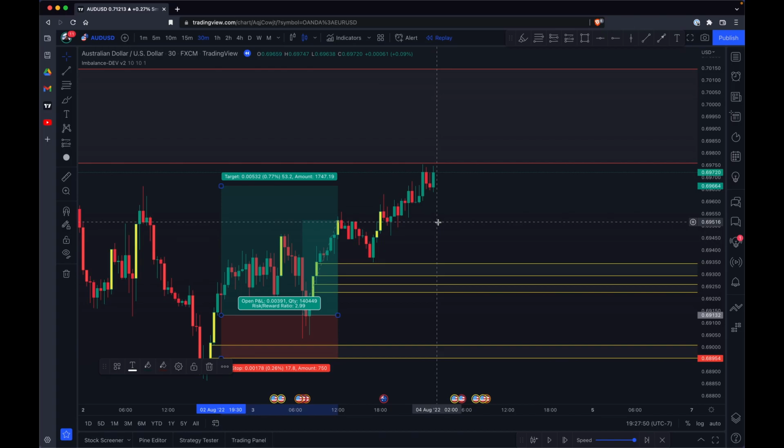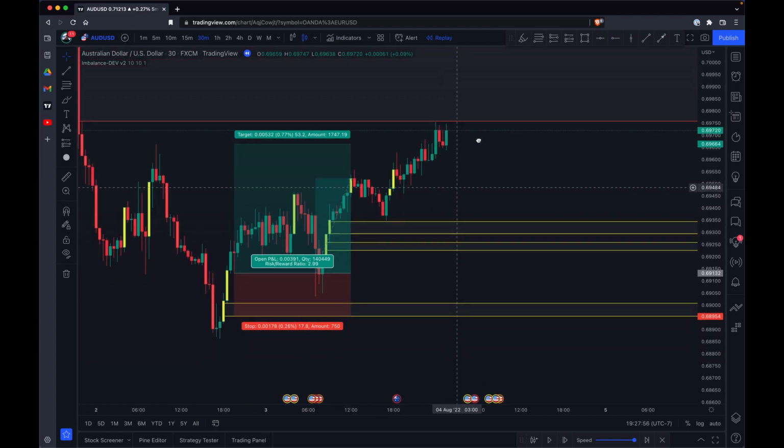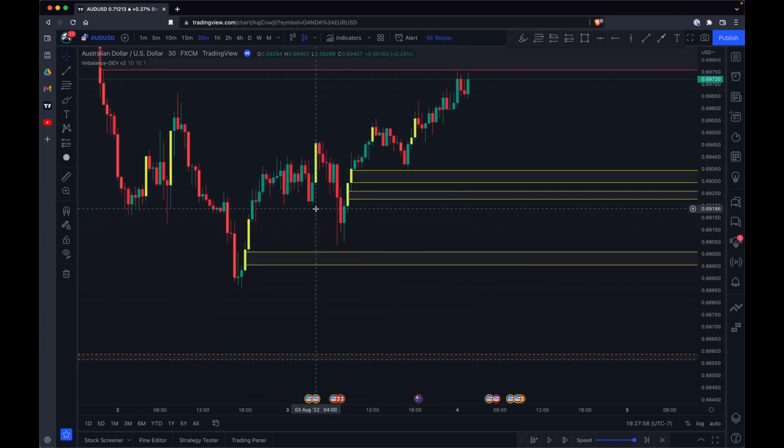Now, there are a lot of strategies that you can do with this indicator. Some people, if you're more familiar with smart money concepts like order blocks, may look for order blocks that are below these imbalances or above these imbalances. So yeah, a lot of potential trades that you can make with this indicator. It just takes some backtesting and some practice to really figure out what your strategy is going to be.